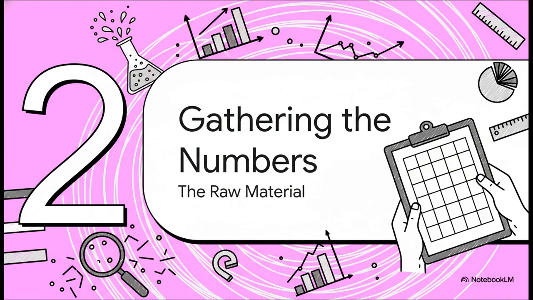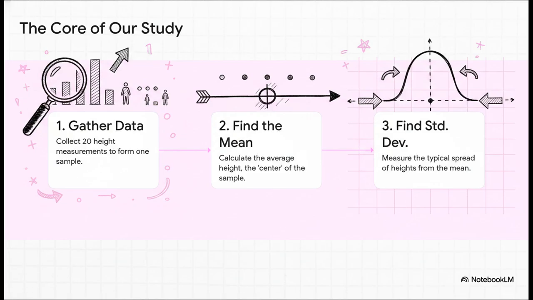All right, so every good statistical story has to start with the data. I mean, you can't really understand a group until you have something to measure, right? So our very first step, just like in any real-world study, is to collect the raw numbers. This is the foundation for everything we're about to do. Now, this might sound super technical, but it really just boils down to three simple things. First, we get the numbers. Second, we find the middle of the group, the center. And third, we figure out how spread out everybody is from that center. That's it. That's the whole game plan.